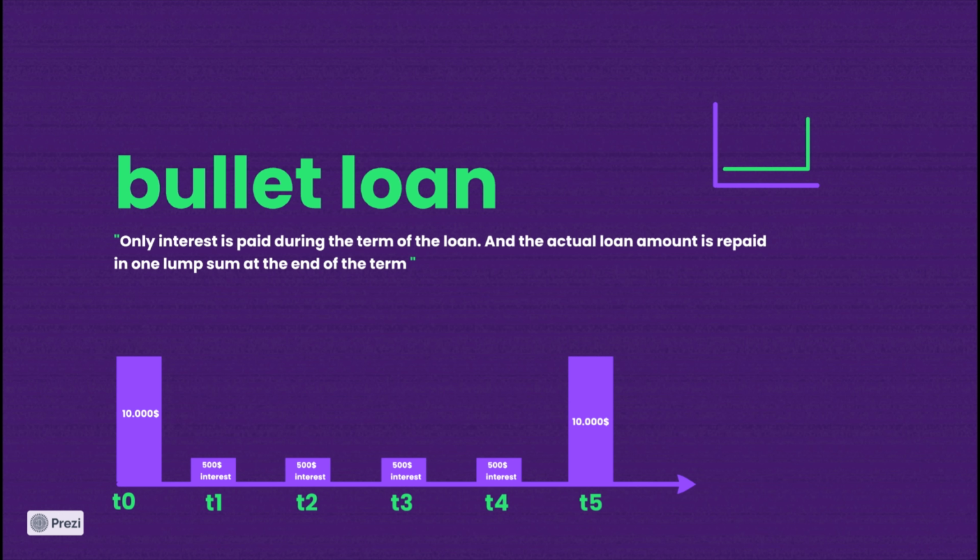A bullet loan is especially interesting if you expect to have significant funds at the end of the term, for example, from a maturing life insurance policy or an investment you're building up in the meantime. However, it can also be risky due to the large payment due at the end.